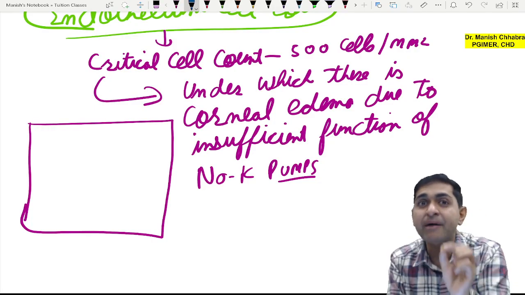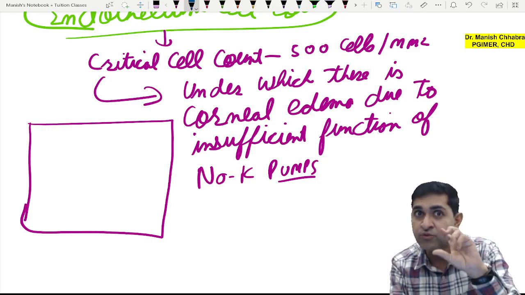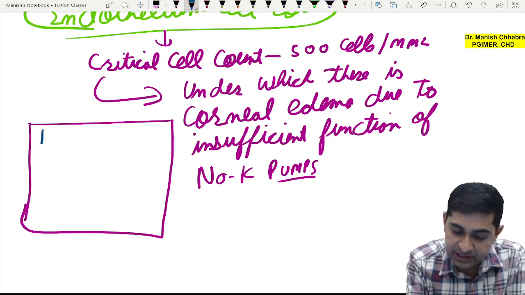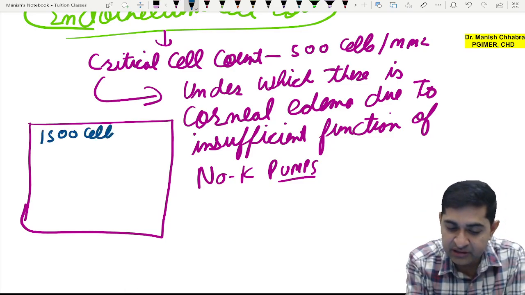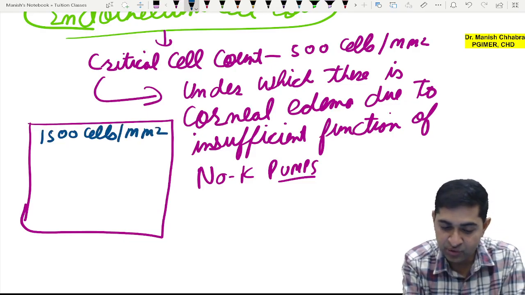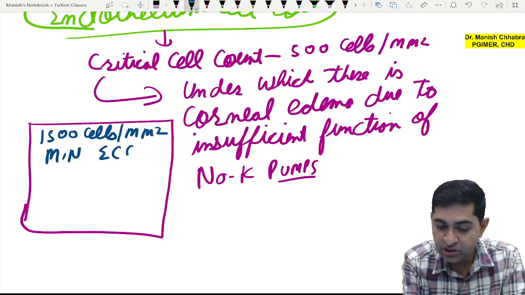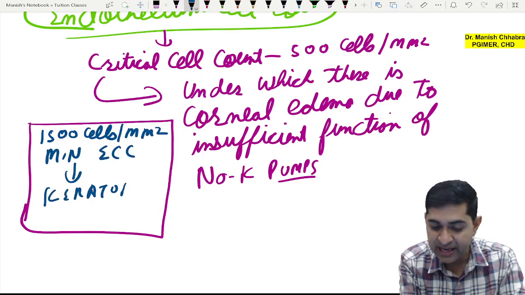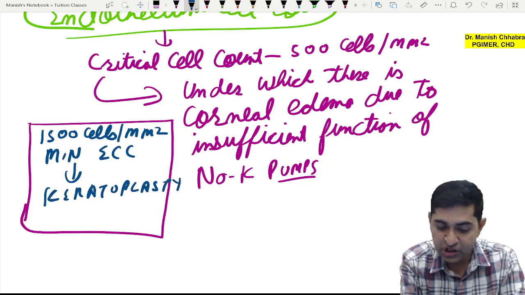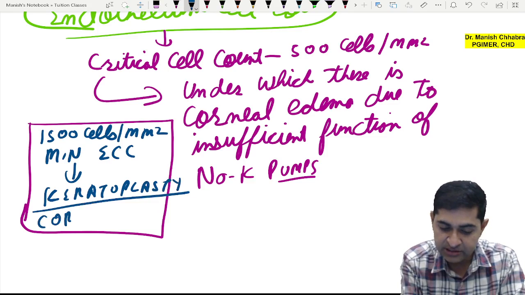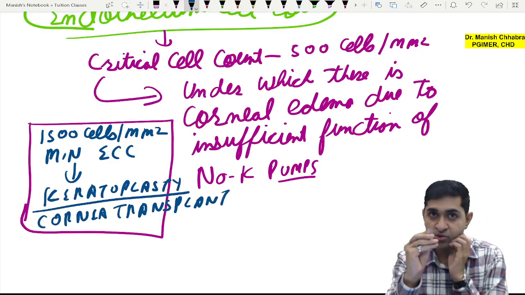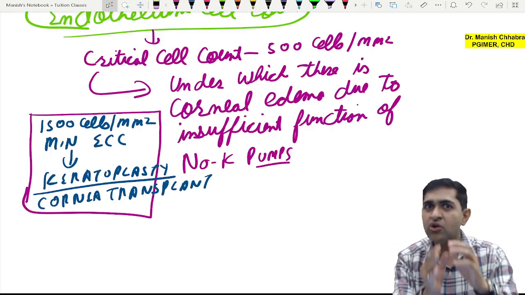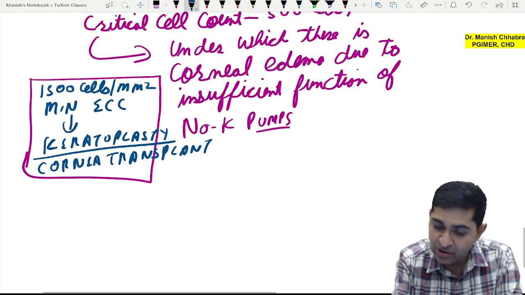Okay, now please make a short box since we are talking of endothelium cell density. Now what is the minimum endothelium cell count which is required if you want to transplant the cornea? It is 1500 cells per millimeter square. It is the minimum endothelial cell count which is required for keratoplasty. What is keratoplasty? It is corneal transplantation. I am writing it here for you guys. It is cornea transplant. That is the minimum endothelial cell count which is required. So this is about the layers of the cornea.